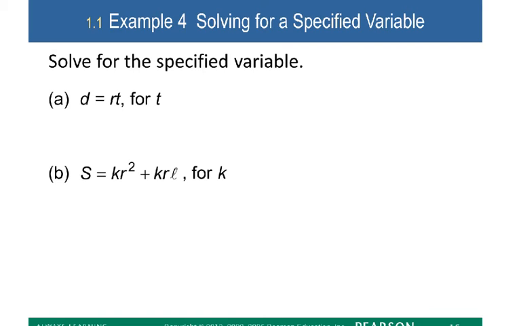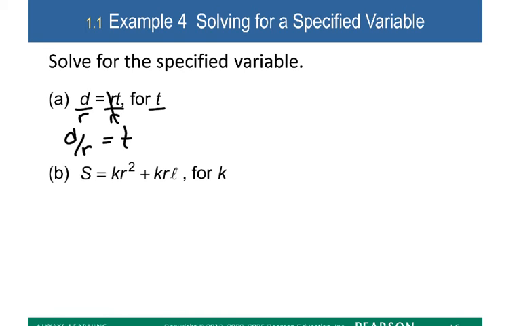This is our distance formula. Distance is equal to rate times time, and we're asked to solve for t. So let's do it. The only thing we need to do to solve for t is divide both sides by r, and that's going to get t all by itself. So we end up with t is equal to d over r. See? Pretty simple. This next one, not as simple as the first one, but it's still doable.